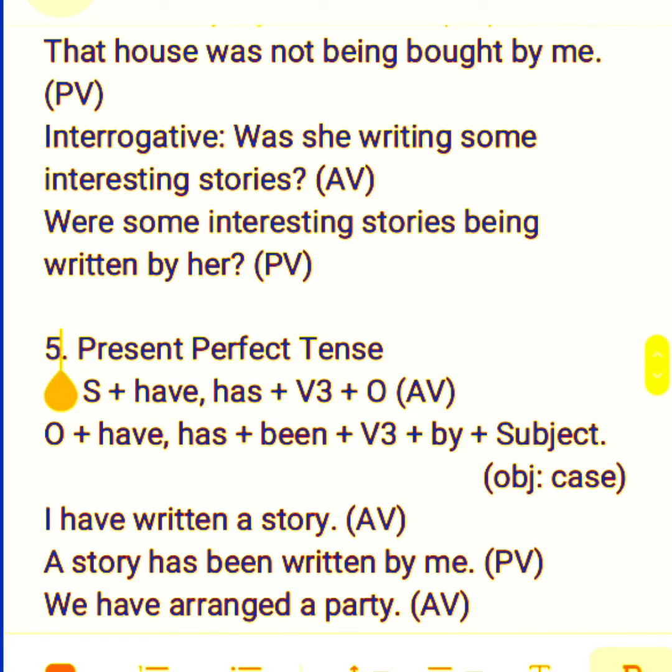Number 5, present perfect tense. The formula of active voice is subject plus have/has plus V3, third form of the verb, plus object. The formula of passive voice is object plus have/has plus been. Now look at this one. Here in the active voice there are the helping verbs has and have, but when we convert this sentence into passive voice, we have to add been. So there's addition of been in perfect tenses, V3, third form of the main verb, by preposition, subject into objective case.